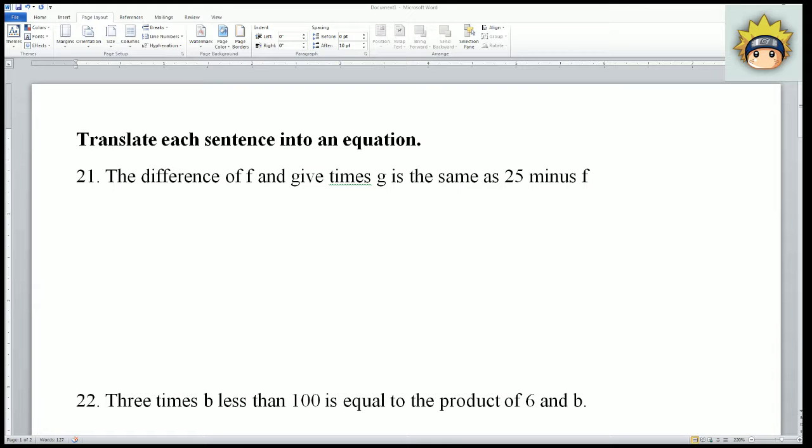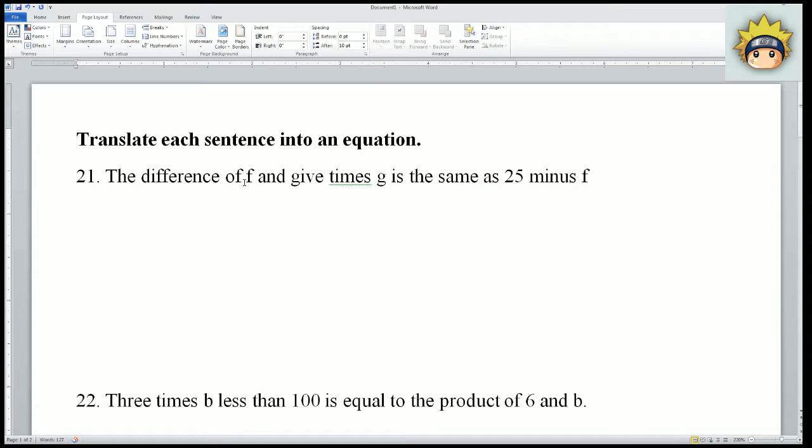Welcome. This is going to be the homework solution for page 78, problems 21, 22, 23, and 26, 27, 28, and 29. Okay. For 21, 22, and 23, they give us the same instructions. Translate each sentence into an equation. So to do this, we have to follow our procedure. The first thing that we need to do is read the problem.